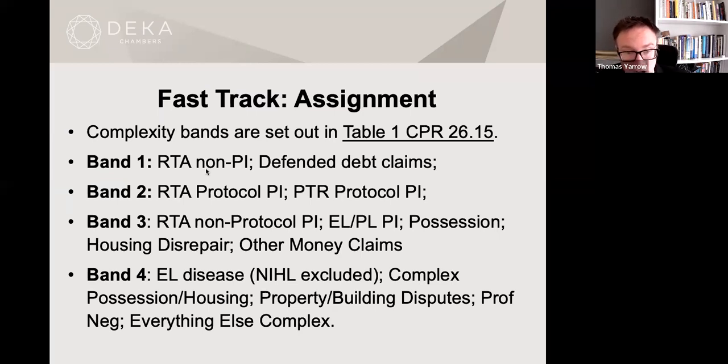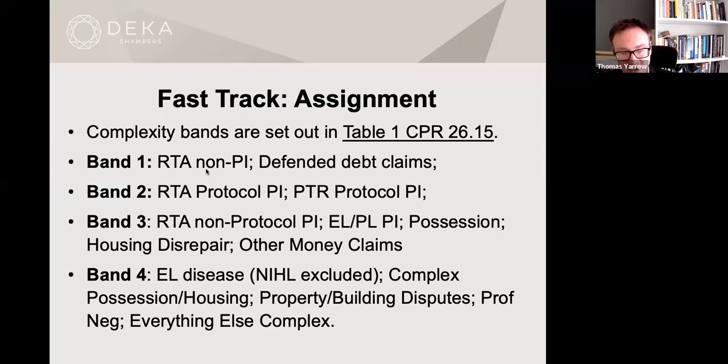Band 3, that's your RTA non-protocol personal injury. So that's the stuff which cross-border practitioners will be more familiar with. Employers' liability or public liability personal injury cases, possession claims, housing disrepair, other money claims. I should say ELPL claims excluding disease claims for Band 3, because in Band 4 we've got disease claims, EL disease claims, with the exception of noise-induced hearing loss, which is dealt with separately.